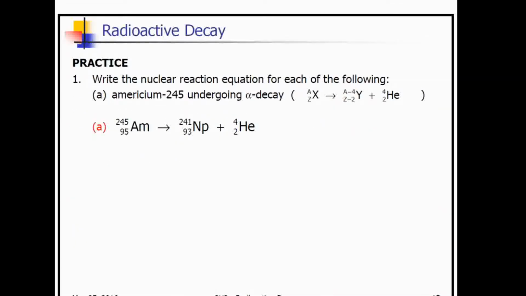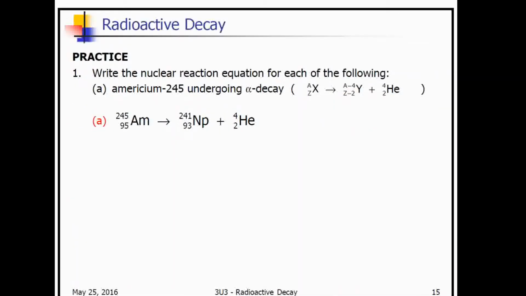I'll just continue on here. So in this case, we are asked to write down these different types of decays, and I will explain these as we go. So Americium 245 is the first one that we're looking at. We're asked what would happen if this undergoes alpha decay.